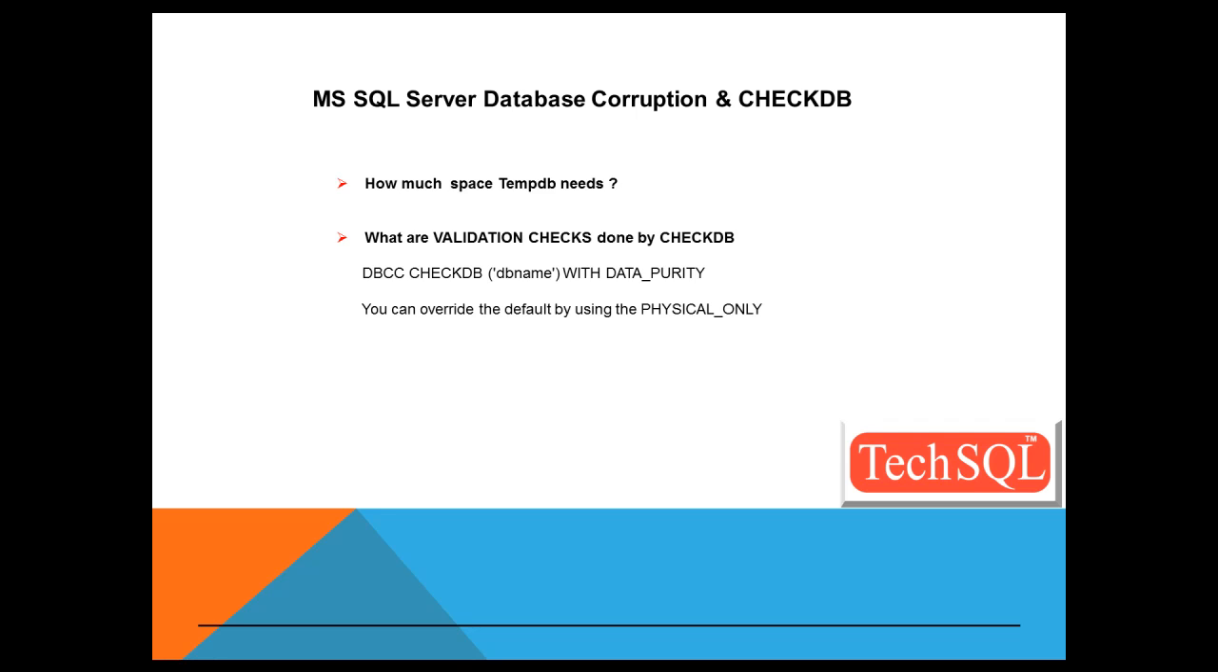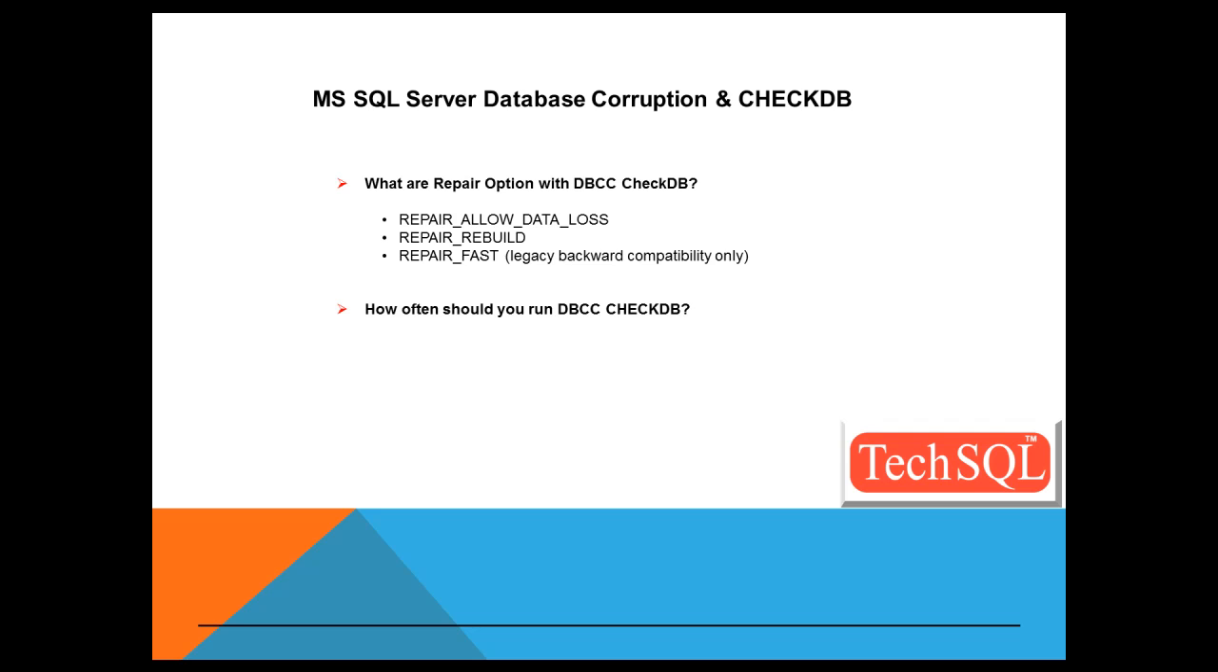So you are troubleshooting a corruption scenario, and you always have the question in your mind: what are the DBCC repair options? There are 3 DBCC repair options: REPAIR_ALLOW_DATA_LOSS, REPAIR_REBUILD, and REPAIR_FAST. REPAIR_FAST is a kind of legacy option, and it is kept just for backward compatibility.